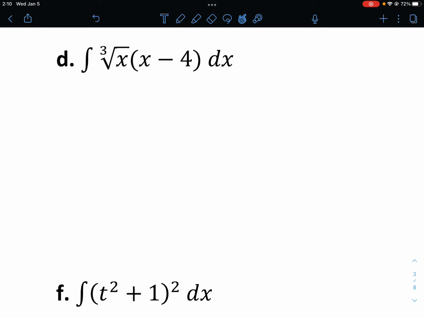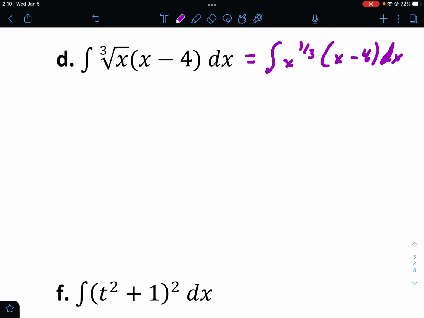Part D. Just like when doing derivatives, you can't just take the antiderivative of each of these pieces and think that's your answer. Unfortunately, for integrals, for antiderivatives, there is no power rule. So we cannot do this the way it is currently set up. But what we can do is rewrite this. Well, first of all, let's rewrite this as x to the 1/3 times x minus 4.